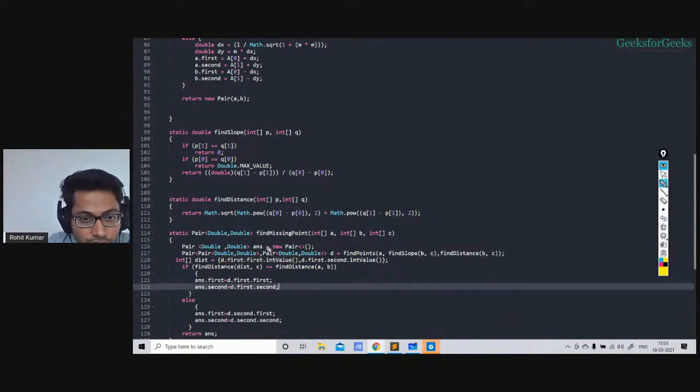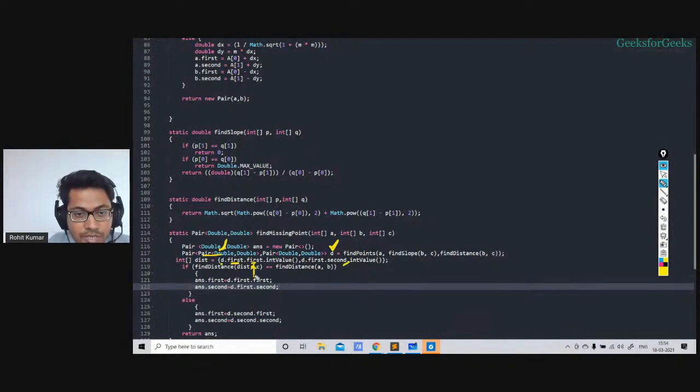When I say d, I am referring to this particular pair. When I say dot first, I come inside this. And after that, when I say first again, I come to this particular value of double. Like there are two pairs, right? First will go to the first pair, and after that this particular first will go to the first of that pair. It might sound a bit confusing, but if you focus you'll understand. Similarly for the second one.